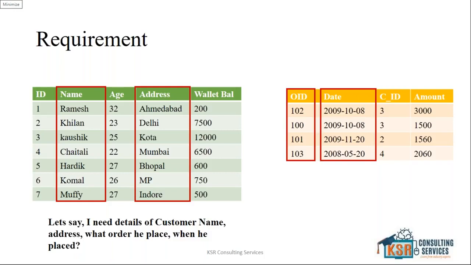Initially, I was able to get it with select star from table. But now I need to get information from two tables. My report has to contain the name of the customer, the address of the customer, order ID of the customer, and also the date when he has purchased. Like when the order was placed, I need these 4 columns. How can I do it? Now, do you think your select query will work? No, we want to join two tables.